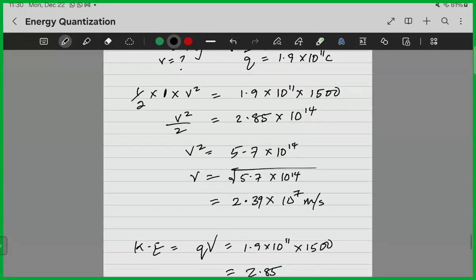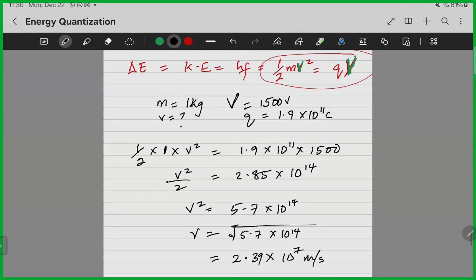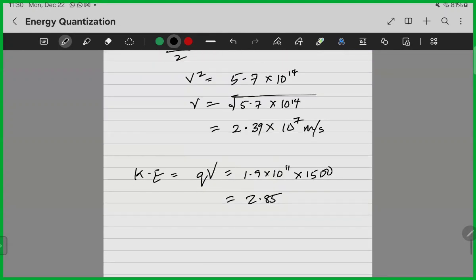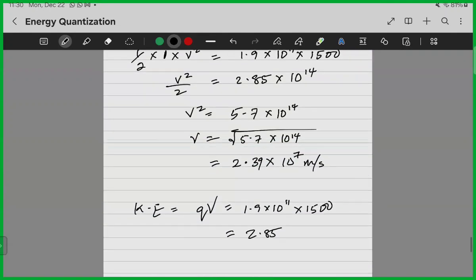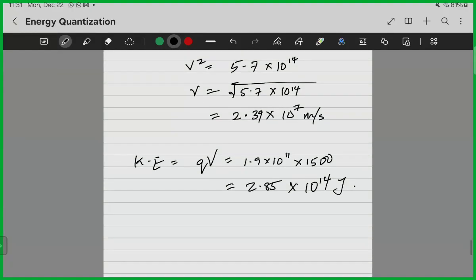Okay, so let's just use this route. It's 2.85 times 10 raised to power 14. So that will be the answer, 2.85 times 10 to the 14.